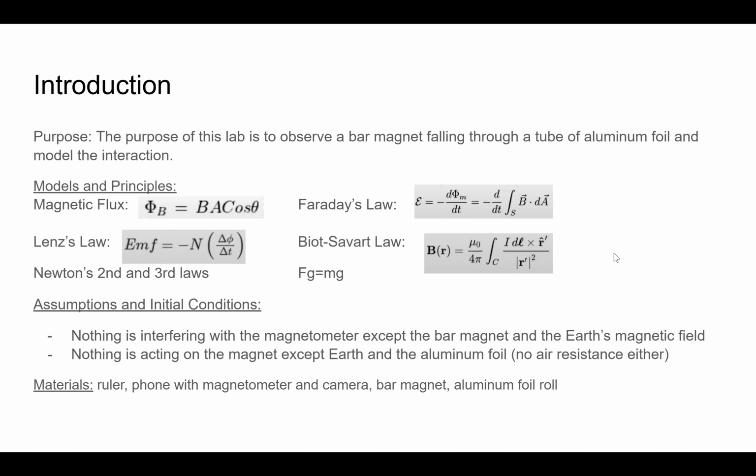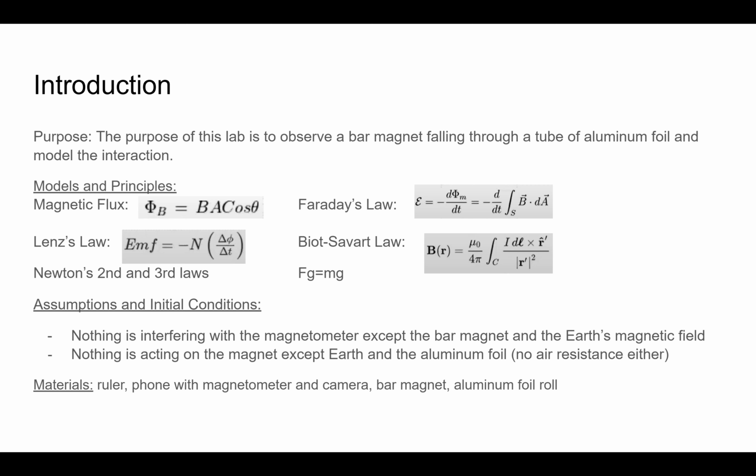The purpose of this lab is to observe a bar magnet falling through a tube of aluminum foil and model the interaction. The models and principles involved are magnetic flux, Faraday's law, Lenz's law, Biot-Savart law, Newton's second and third laws, and the force due to gravity being equal to the mass of the object times the acceleration due to gravity.